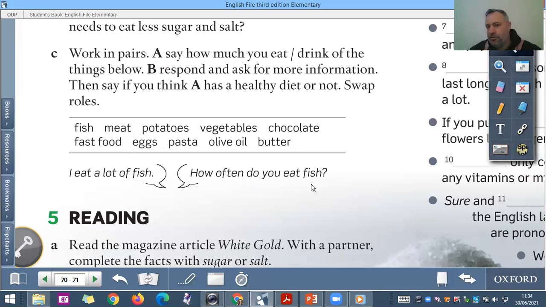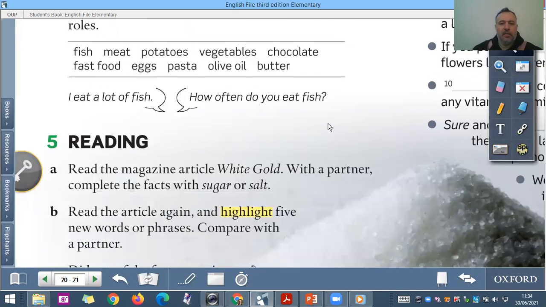How often do you, right? How often do you eat meat? How often do you eat potatoes? How often do you eat vegetables, right? Etc. So write all the questions down, and then we're going to practice the answers.